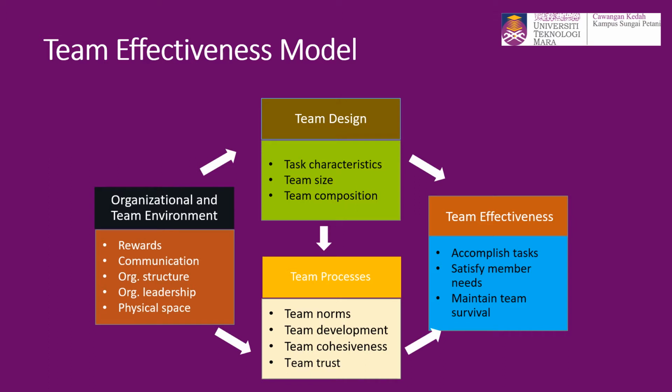Along the years, researchers have developed several models discussing on what makes a team effective. The team effectiveness model shown in this slide is a meta-model as it integrates each component and it also includes its own set of theories. In this model, the components are organizational and team development, team design, and also team processes, which leads to team effectiveness.